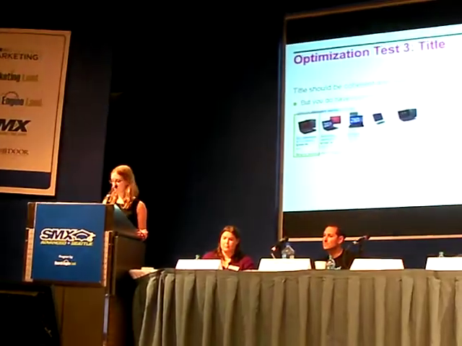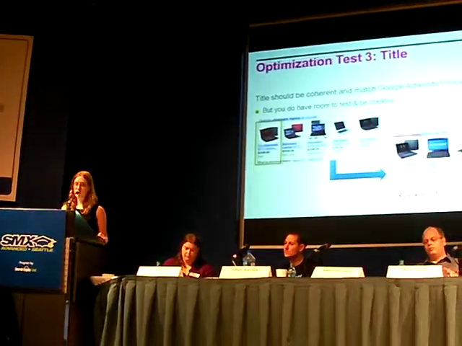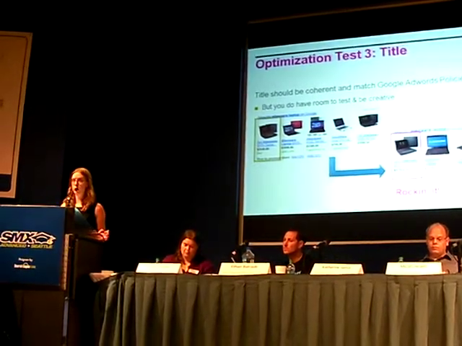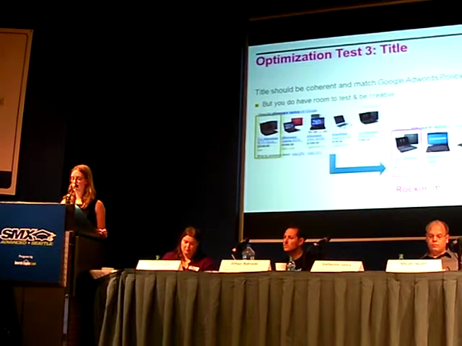The third test you can do is with your title. So your title should be coherent and match AdWords policies, but you do have room to test and be a little bit creative. So originally, when we were looking at modifying our feed on a search for Alienware laptop, it's difficult to read this title. It's truncated, it has a ... But when we updated the title to be completely readable at first glance on the SERP, we saw click-through rates increase, conversion rates as well, so we're rocking it.